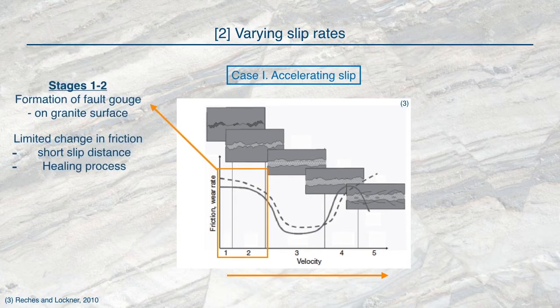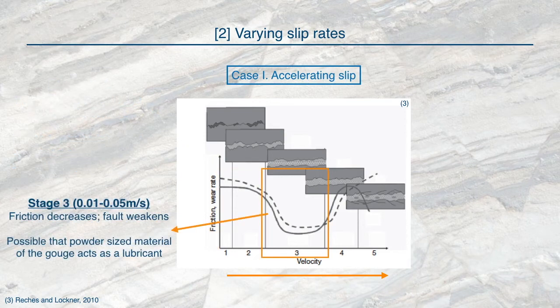Stages 1 and 2 are the formation of fault gouges. There is limited change in friction due to the short slip distance. Next, as velocity increases to an intermediate level, friction decreases and the fault weakens. It is possible that the powder-like gouge material acts as a lubricant along the fault surface.